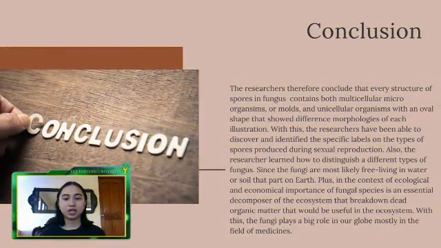So to conclude the first part of laboratory activity 2, the researchers can conclude that fungi include both multicellular microorganisms, or molds, and unicellular organisms that are oval-shaped, which showcases different morphologies of a fungus. It is seen with the given illustrations that were shown a while ago. The researchers have become familiar with labeling different fungus types, and you can see that fungi are most likely to live freely in water or soil.